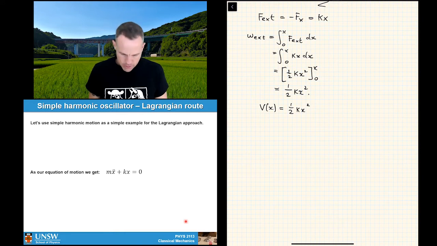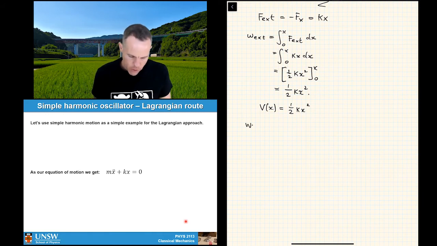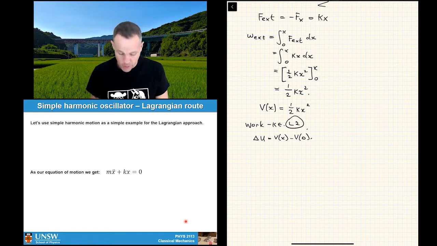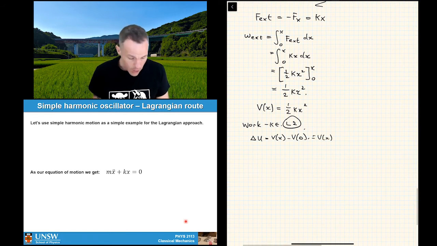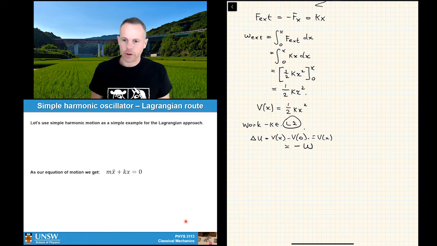Except that if you go back and think about our work kinetic energy theorem from lecture 2, what we said was that our change in potential energy, which is our final position Vx minus our initial position V0, okay, and of course the potential energy is 0 at 0, so this thing is really just Vx, is equal to minus the work, right?